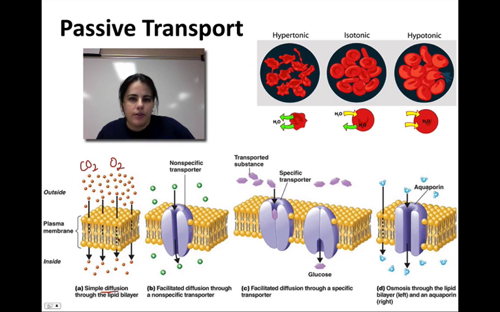Sometimes things can't fit right through, and so they need to go through an open gate, and we call that gate facilitated diffusion. Facilitate means to help, and so you need a gate to help larger molecules or polar molecules move from high to low concentration.